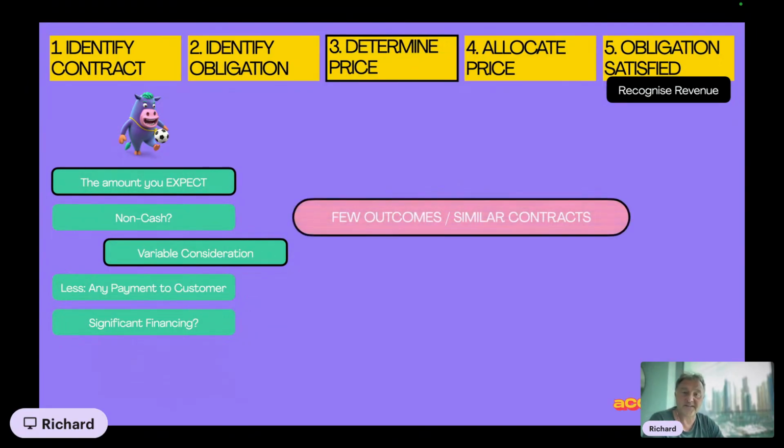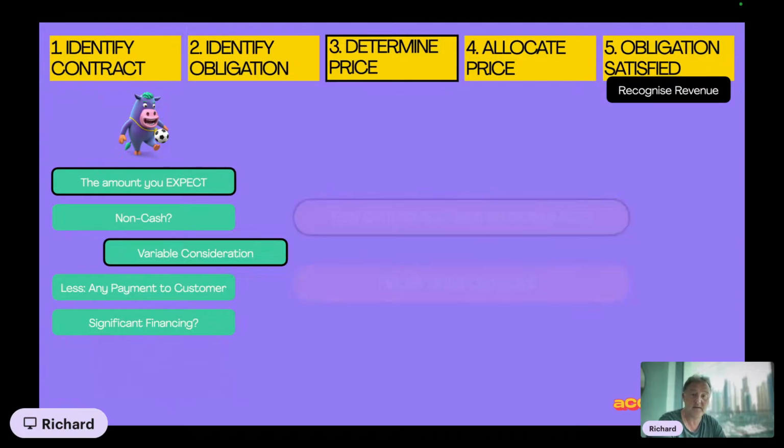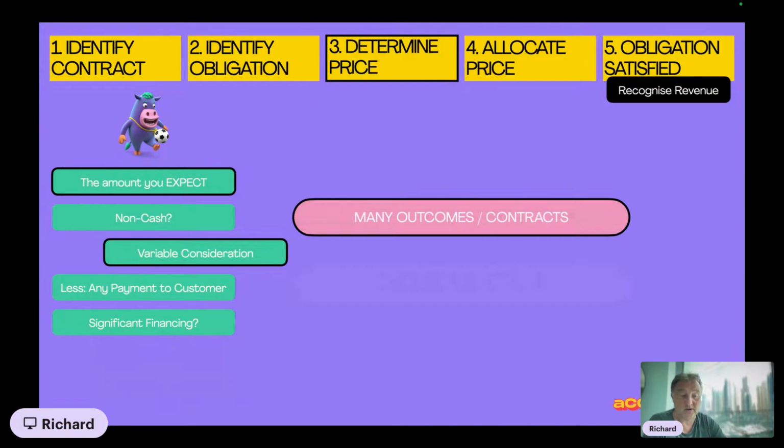So if there's a few outcomes or very similar contracts, then you'll take the most likely outcome because you want the price that you expect to receive. If there's many possible different outcomes, then just do an expected value. So if there's a few outcomes, it's the most likely. If there's many different outcomes, an expected value.